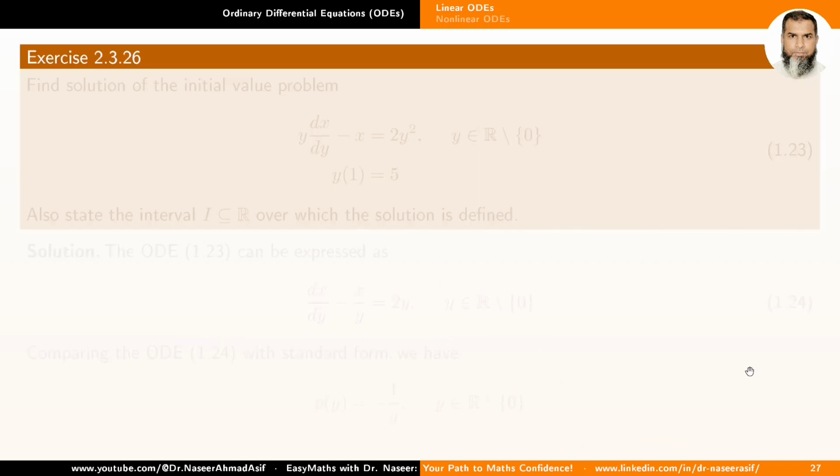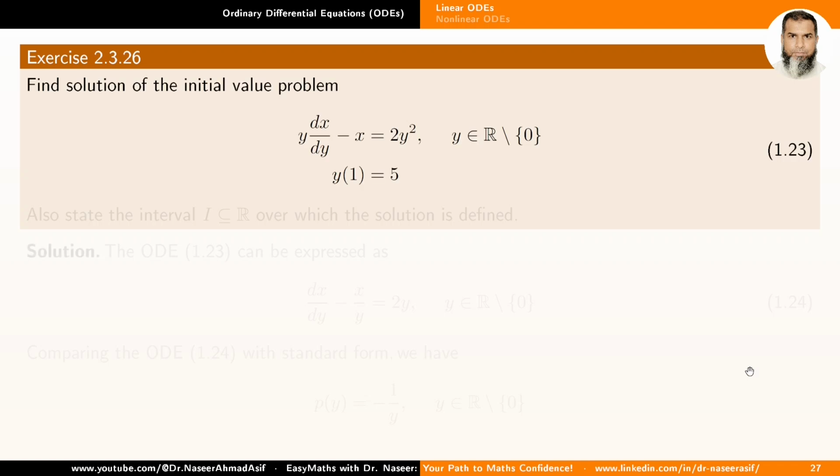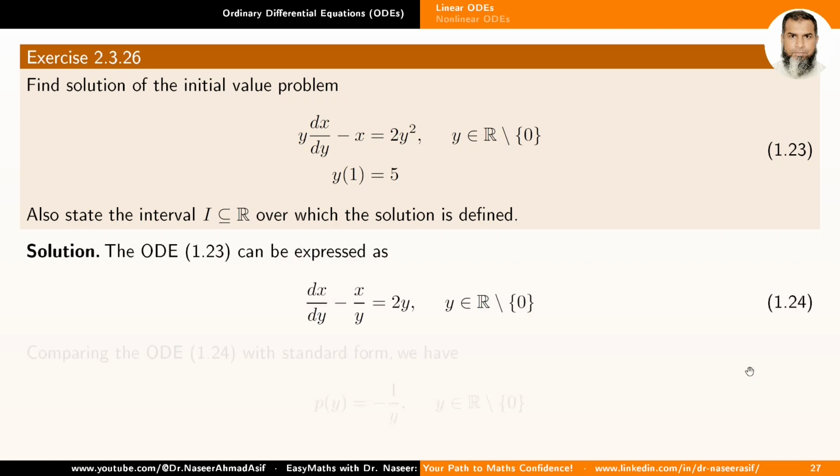Let's see another exercise. Find solution of the initial value problem y ds by dy minus x is equal to 2y square, where y belongs to R other than 0, and initial condition is y of 1 is equal to 5. Also state the interval I subset of R over which the solution is defined. Well, see solution. Now ODE 1.23 can be expressed as ds by dy minus x over y is equal to 2y, where y belongs to R other than 0. Comparing the ODE 1.24 with standard form, we have p of y is equal to minus 1 over y, where y belongs to R other than 0.